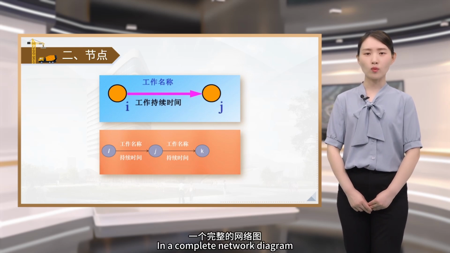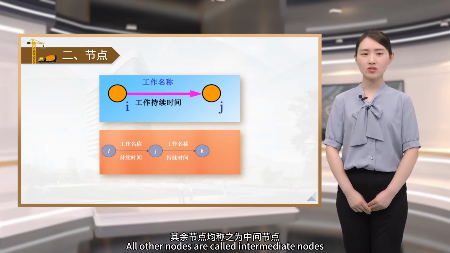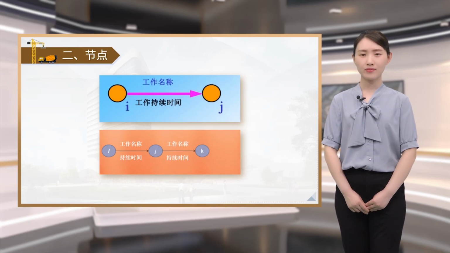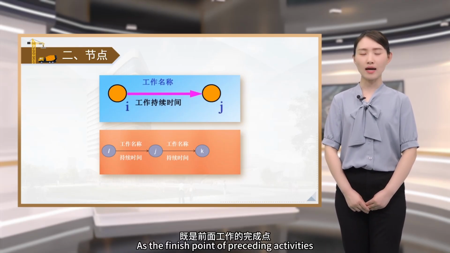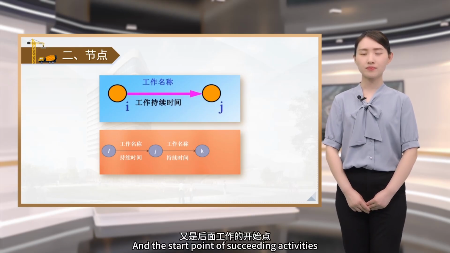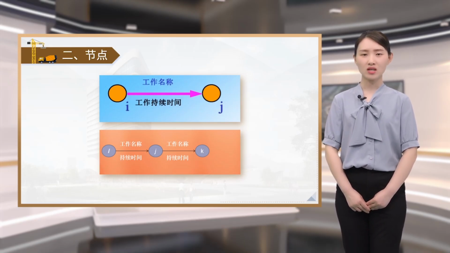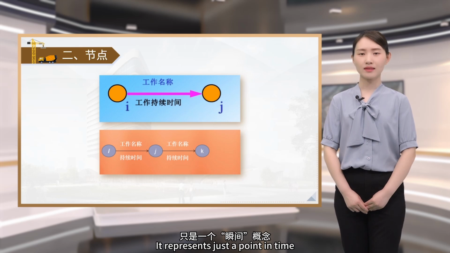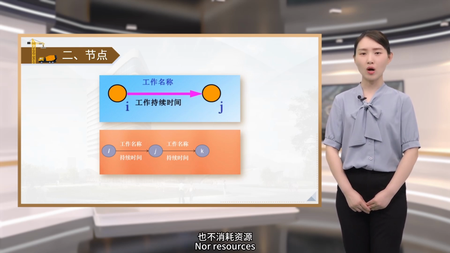In a complete network diagram, except for the initial start node and the final end node, all other nodes are called intermediate nodes. They have a dual role as the finish point of preceding activities and the start point of succeeding activities. A node is only the connection point of the previous and next activities. It represents just a point in time. Therefore, it consumes neither time nor resources.